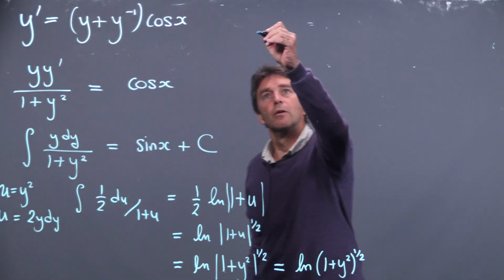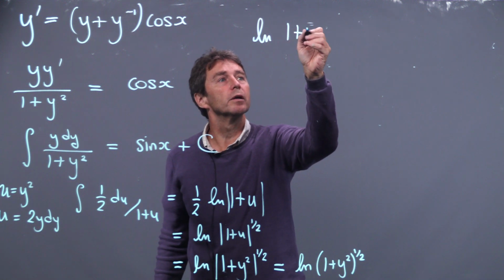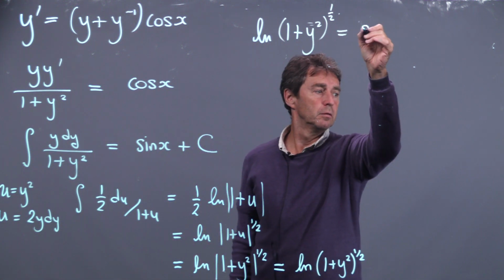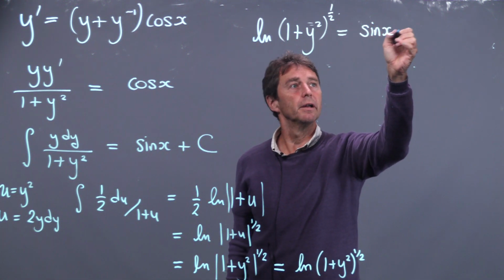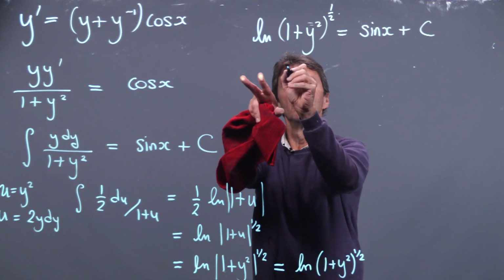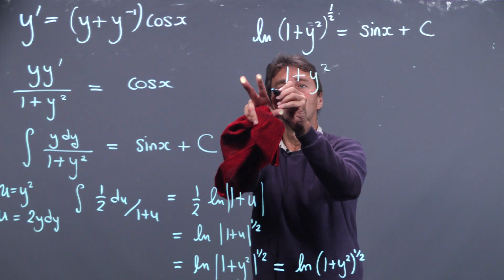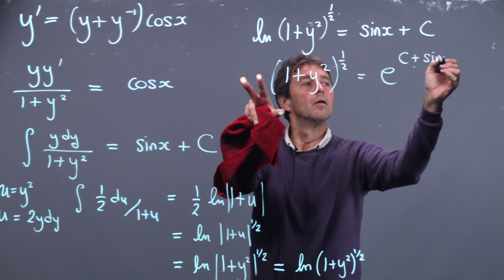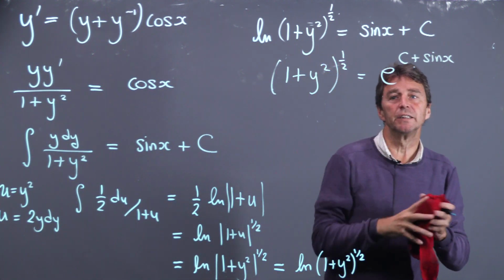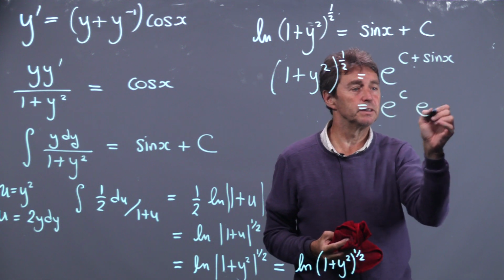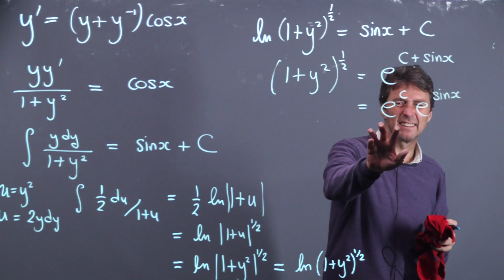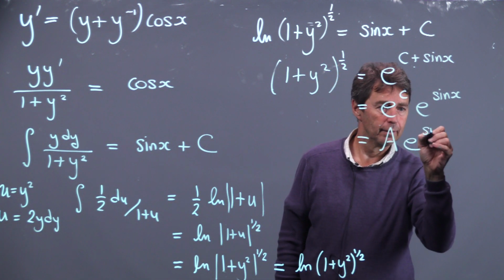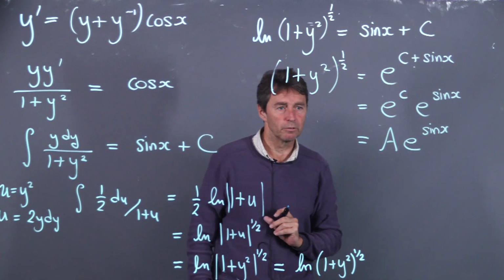Okay, so I've got the logarithm of (1 plus y squared) to the 1/2 equals sine x plus c. I exponentiate, having an arbitrary constant in here, which is e to the c, right, because this is just e to the c times e to the sine x. E to the c is just an arbitrary constant, so let's call it a. That's another arbitrary constant, so that's what we've got so far.